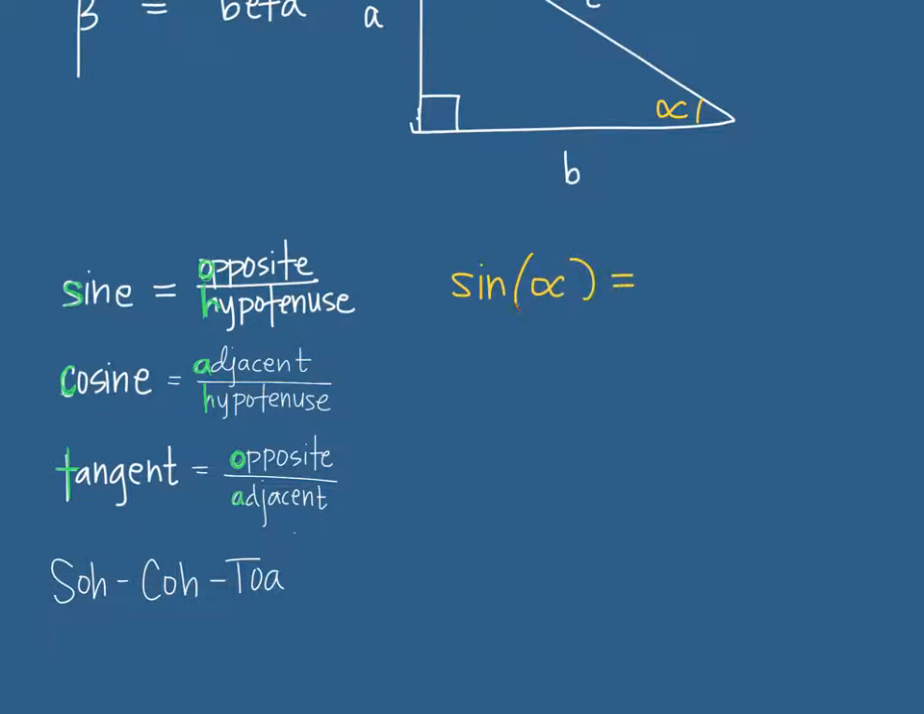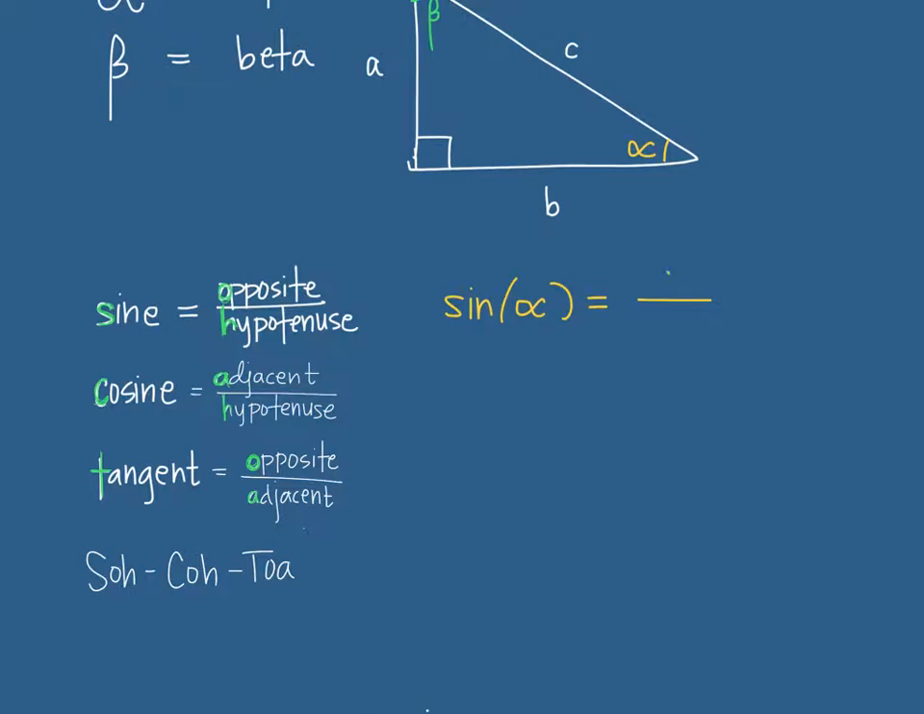So basically that means, put yourself in the alpha corner. It's like boxers going to their different corners, right? Put yourself in the alpha corner, look across from you, and what you should see is the opposite side. So that would be A. And then hypotenuse would go underneath, and that would be C. And so we say that the sine of alpha is side A over side C, A over C.